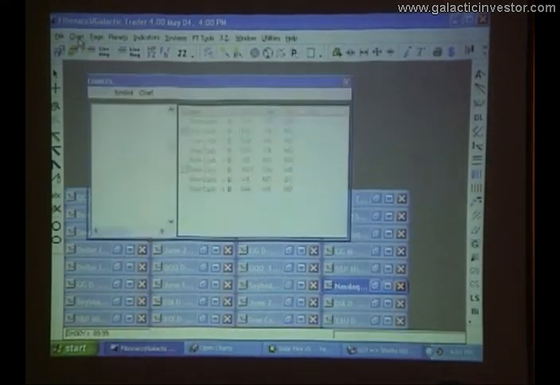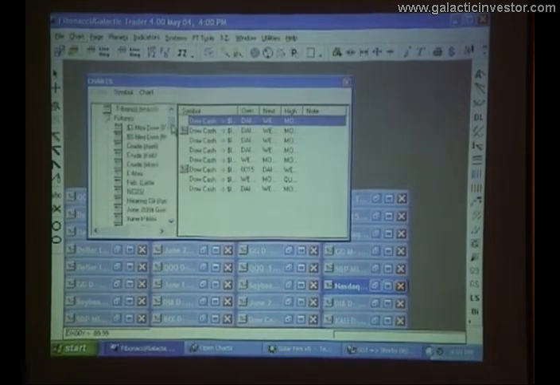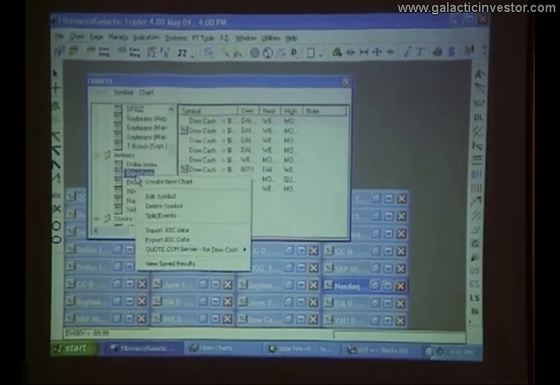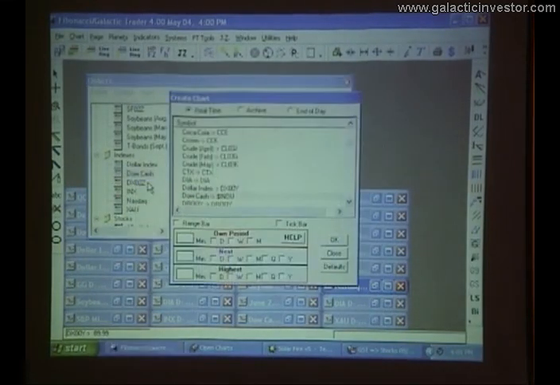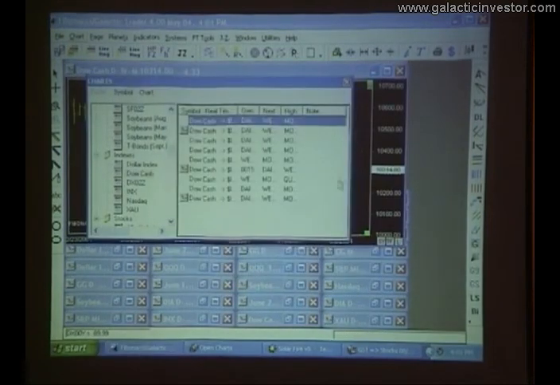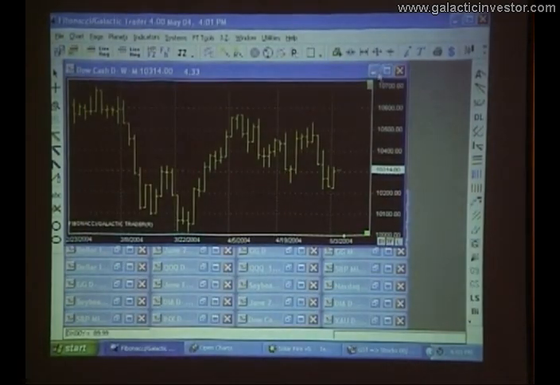So if you want to create a new chart, you go to Chart. You can click on the stock you want, and then click on Dow Cash, create new chart. And here's a fresh chart.